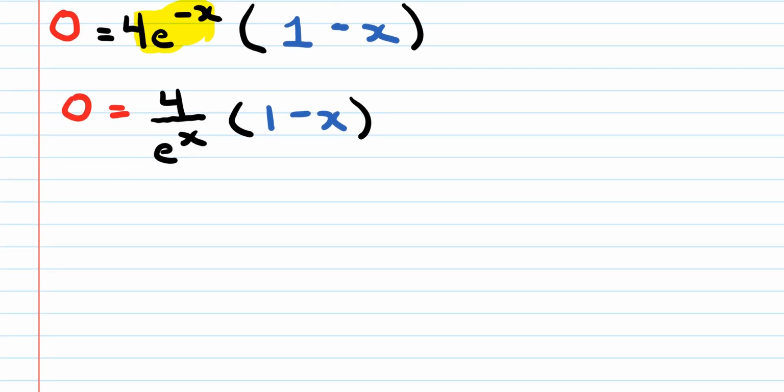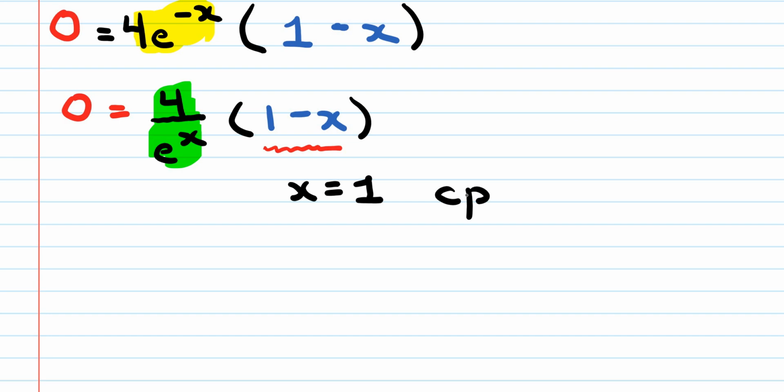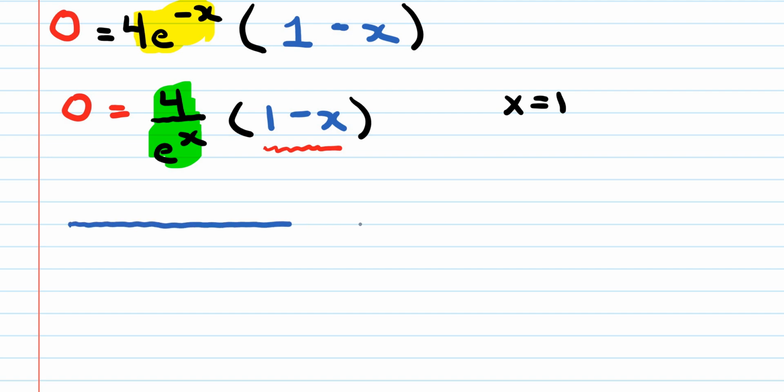Now, if I set this equal to 0, this expression right here in green will never go to 0. However, this part right here, 1 minus x, we see quite a bit in math. If I set that equal to 0, then your x value equals 1. All right, so this right here is a critical point. So x equals 1 is a critical point. And what we need to determine now is whether that x equals 1 is going to be a max or a min. So let's go ahead now, and I will draw out a number line here.